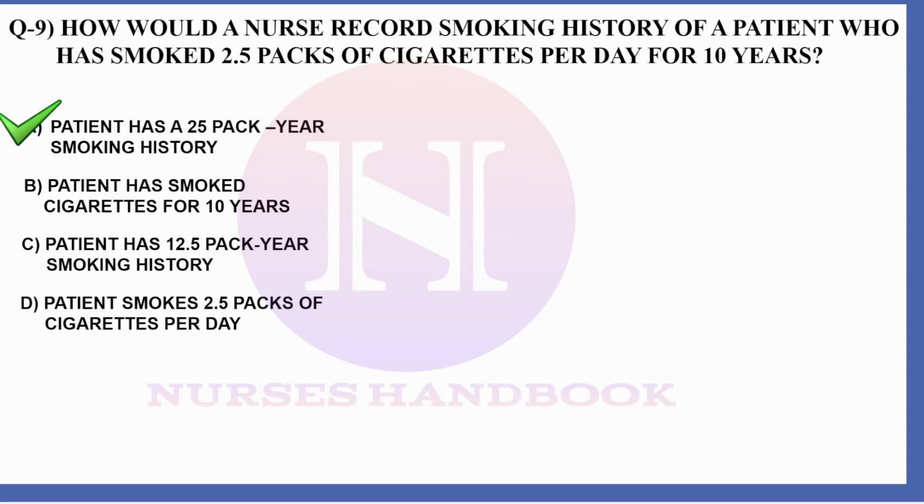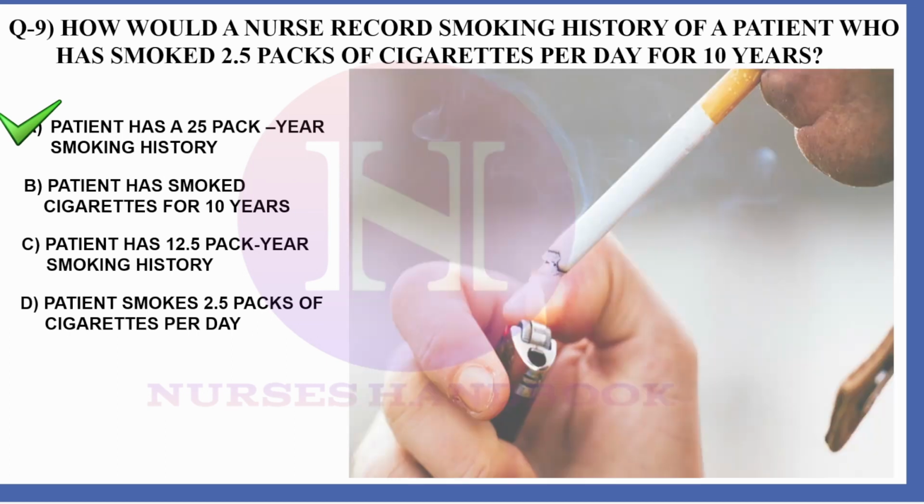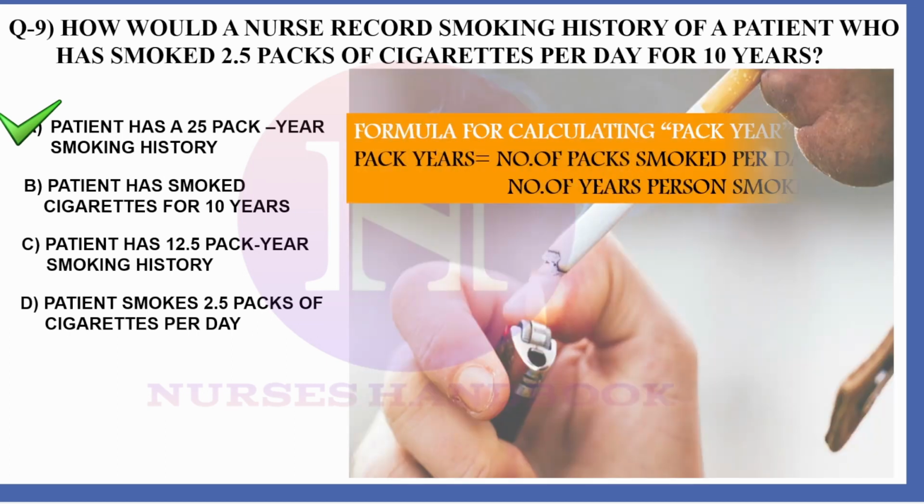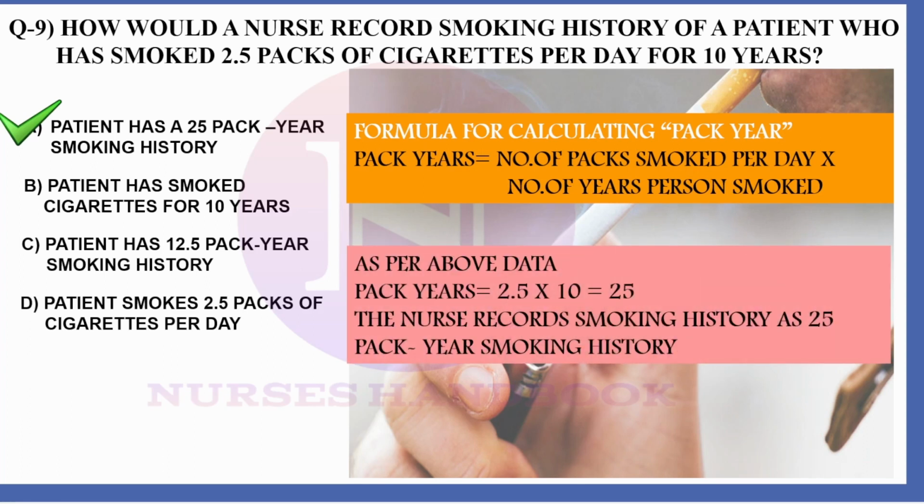And the correct answer is option A, patient has a 25 pack year smoking history. So, whenever we have to record the smoking history, we mention it in pack years. So, let us see the formula for calculating the pack year. Pack year is equal to number of packs smoked per day into number of years the person has smoked. So we will be putting the values in the formula. That is 2.5 packs per day into 10. It will give the answer as 25.